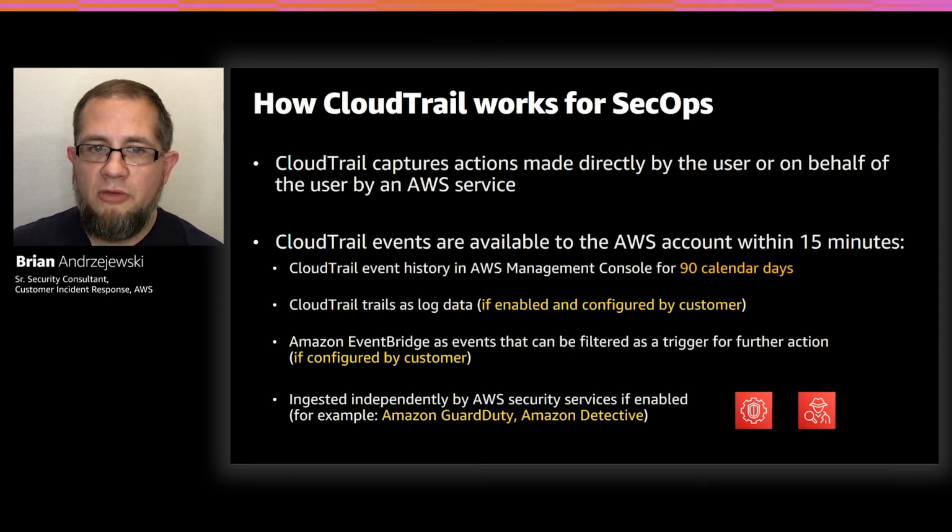You have the CloudTrail event history, which is available in the management console for up to 90 calendar days per region. If you configure it, enabling CloudTrail trails will log the data, which can go either to S3 or CloudWatch logs. You also have Amazon EventBridge, as the events can be filtered as a trigger for further action if it's configured by yourself, the customer, for detective controls. And then it can be ingested independently by AWS security services if you enabled them. A common example is Amazon GuardDuty, which will use CloudTrail for some of its detections, and then Amazon Detective, which will ingest those to build the behavioral models.